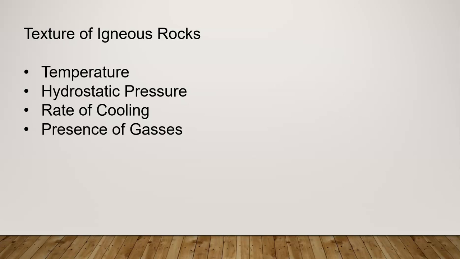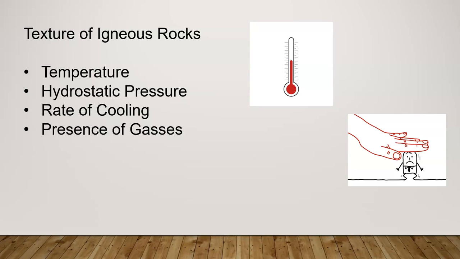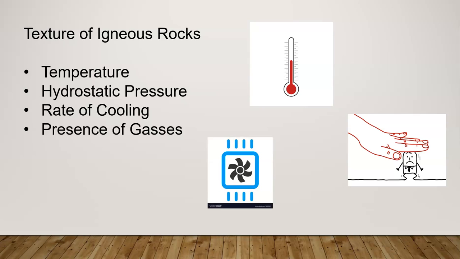Rock identification is based on texture and composition. In this video, we will look at the textures of igneous rocks. Texture is important because it gives some indication of the physical conditions obtained during the formation of the rocks. A magma with a given composition may form several distinct rock types depending upon the temperature, hydrostatic pressure, rate of cooling, and the presence of gases.